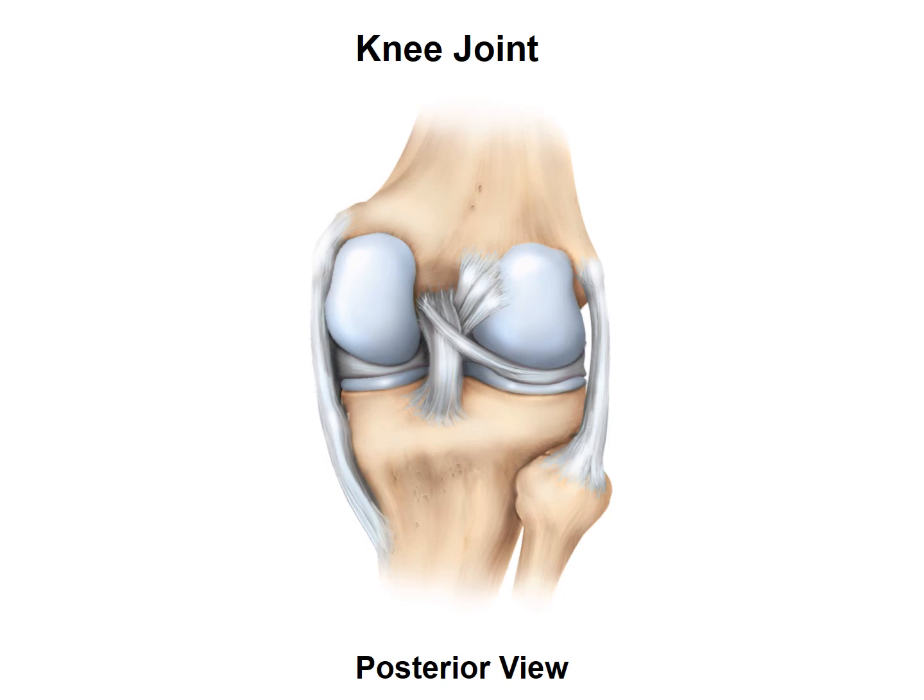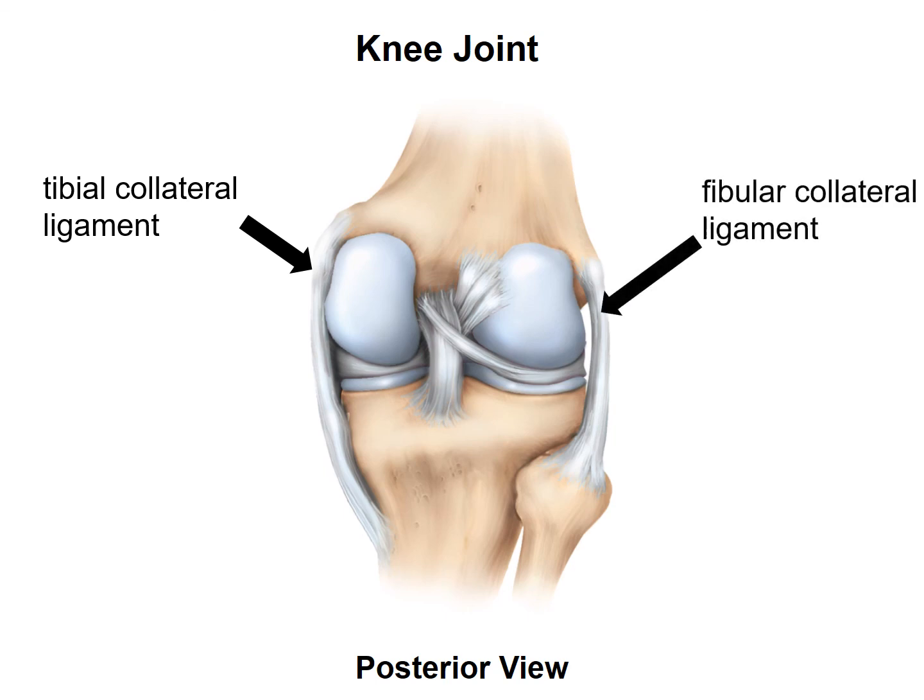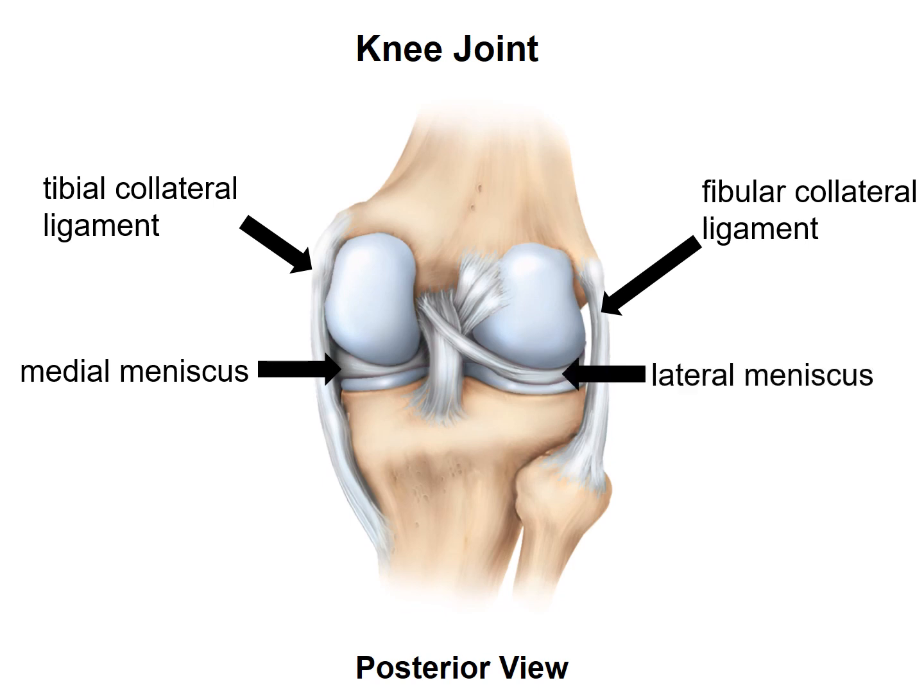We're now looking at the posterior view of the knee. Here's the femur, here's the tibia, and the smaller fibula. And remember that the fibula is the lateral bone, the tibia is the medial bone. Now that we've identified the bones, we can now identify the structures. This is the tibial collateral ligament attaching the femur to the tibia, and on the lateral side, the fibular collateral ligament attaching the femur to the fibula. The tibia is the medial bone, so this is the medial meniscus, and this is the lateral meniscus.